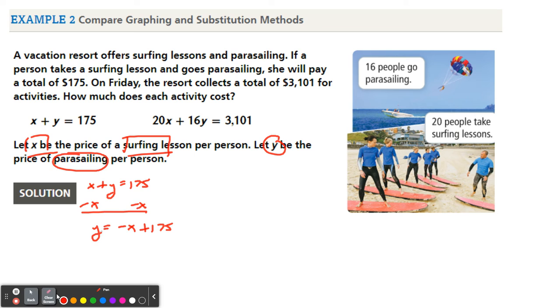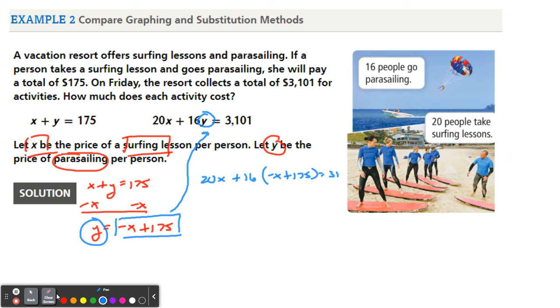I put the negative x in front because this is slope intercept form, right? We've done this before. You could have the minus x after. It doesn't matter. And now we're back to the last problem. This is solved for y. Here is y in the other equation. So we're going to take this negative x plus 175 and plug it right in there for y. So this is now going to say 20x plus 16 times negative x plus 175 equals 3101. So it's the second equation without y. Now it's all in terms of x.